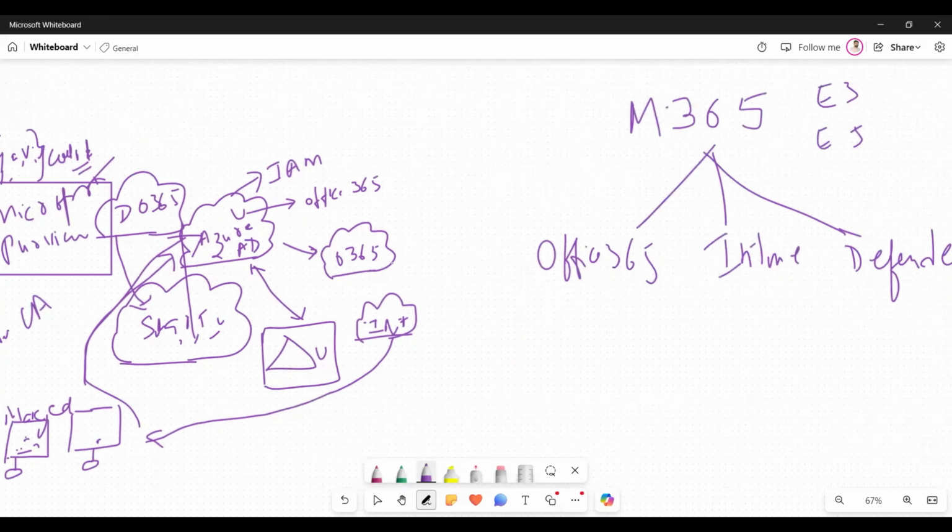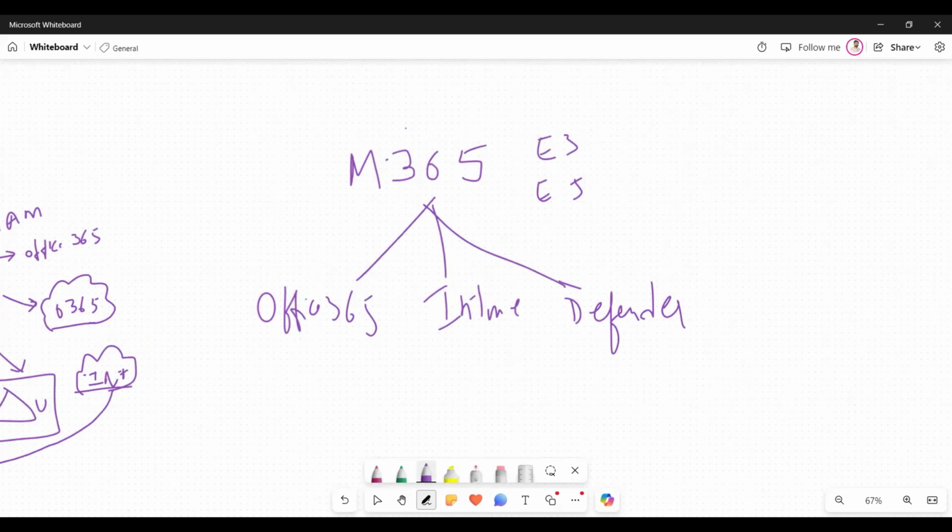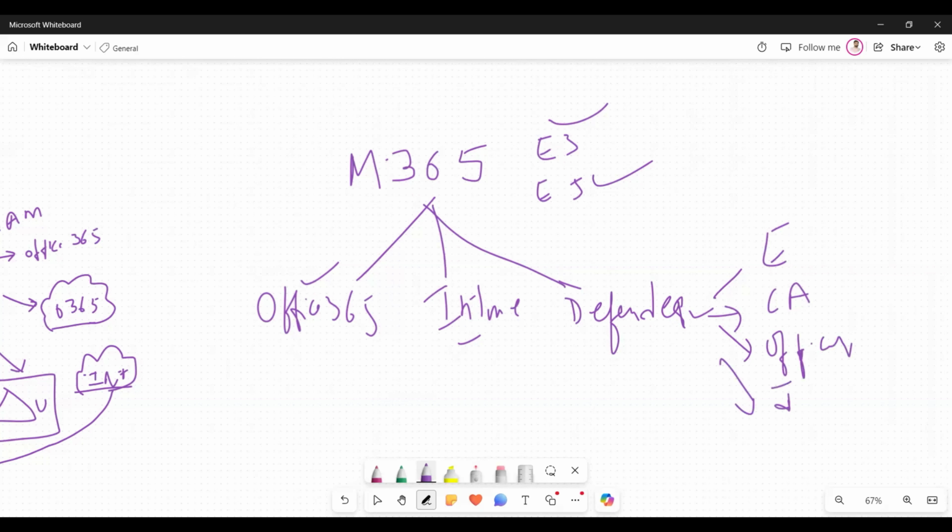So again, as I was saying, there are multiple products, and what organizations do is purchase E3 and E5. Within E3 and E5, they have Office 365, which most companies already use. And Intune is one of the main product components. And then Defender for Endpoint, which we call MDE, Defender for Cloud Apps, Defender for Office 365, and Defender for Identity.